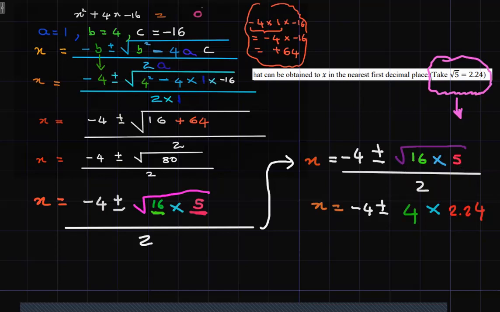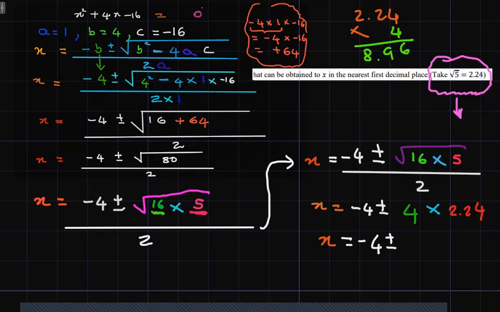So what do we get for x now? X equals minus 4 plus or minus. What is 4 times 2.24? Do the multiplication. Let's do it up here. 2.24 times 4. So 4 times 4, 16. 1 remaining, 9. That's 8.96.